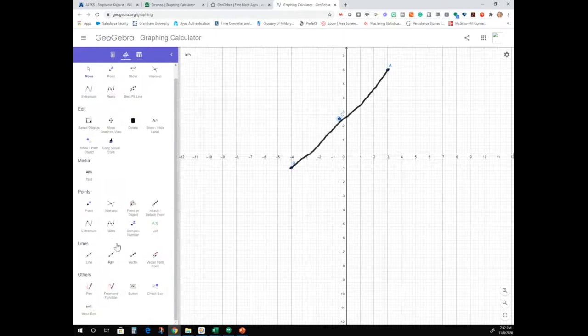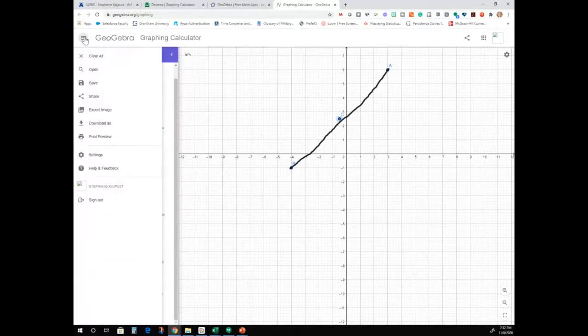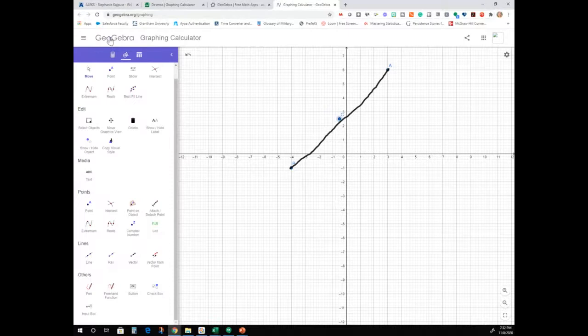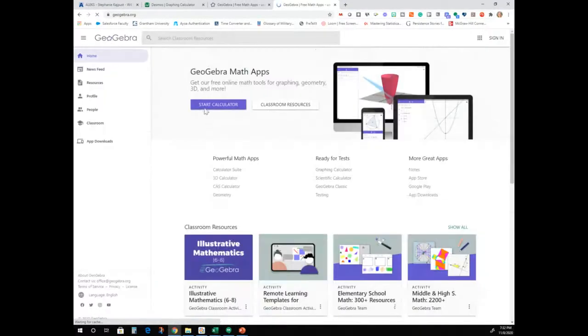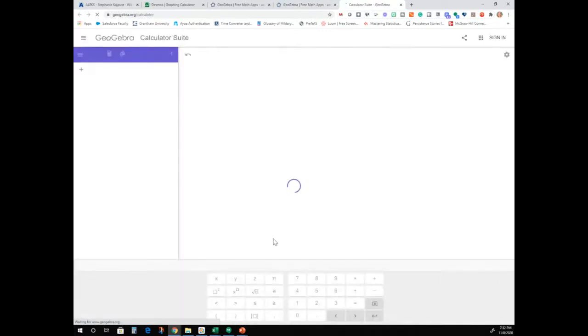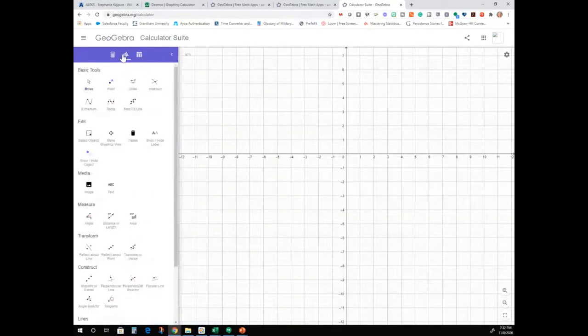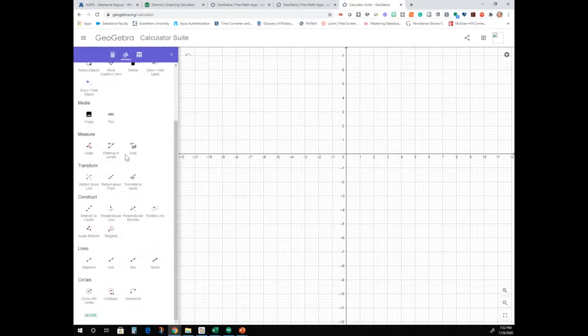I think if you don't do just the graphing calculator, there are other options, like you can find angles. I don't remember how to get that part open. I wonder if I just went to here instead of doing the graphing calculator. It looks almost exactly the same, but I know that there are angle options. Okay. So if you don't click graphing calculator, you have more options here.